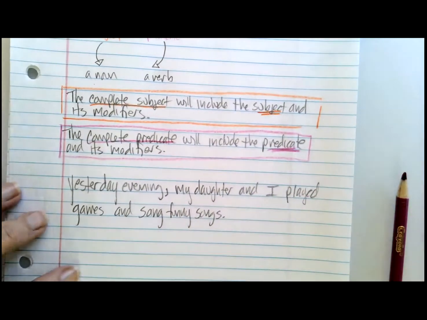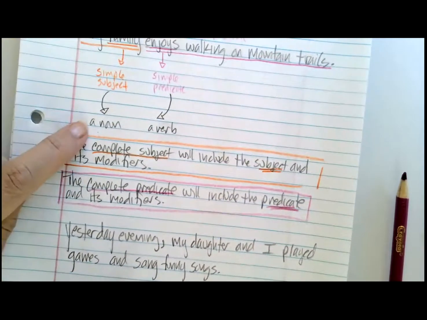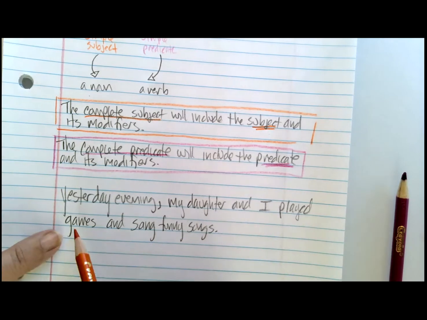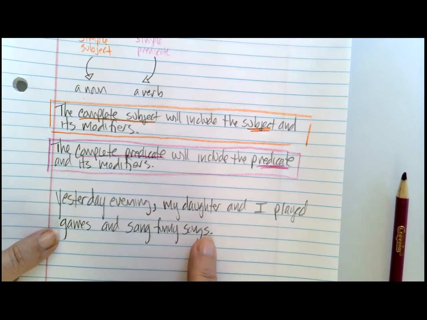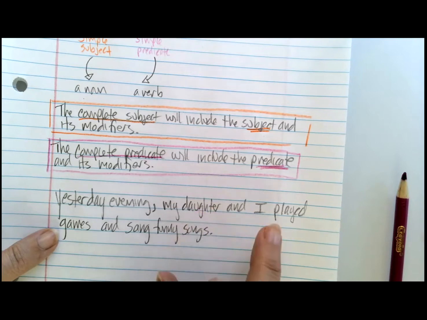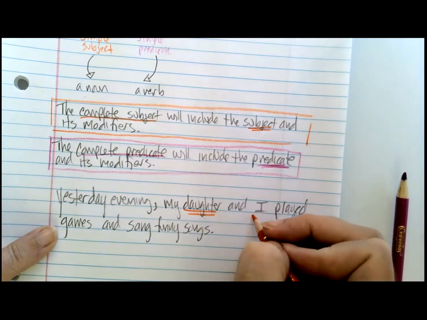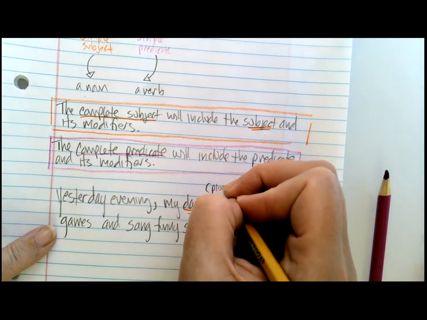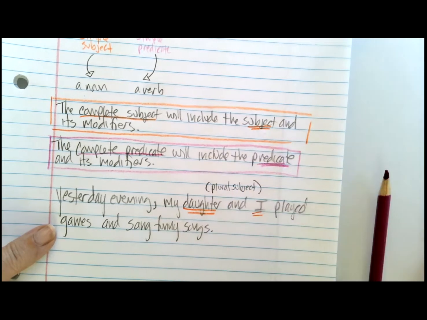Okay, let's identify what's going on in this sentence. First of all, let's pick out our subject. So we know the subject is going to be a noun, right? Yesterday evening, well, my daughter and I played games and sang funny songs. Okay, games is a noun, songs is a noun. But is that who or what the sentence is about? No, my daughter and I. So we're going to double underline daughter, double underline I. This is called a plural subject, plural meaning more than one. There could be more than two. Okay, that's a plural subject.